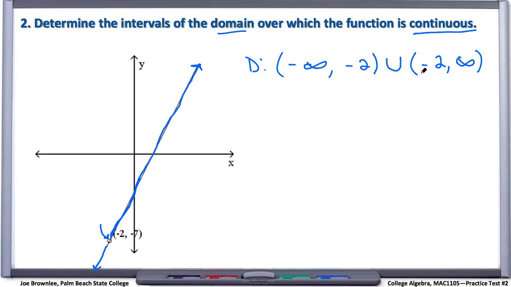So the x value for this line exists at every x value between negative infinity and positive infinity, except for the one x value here at -2.